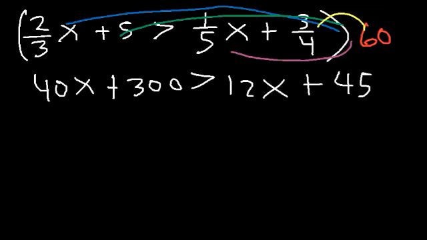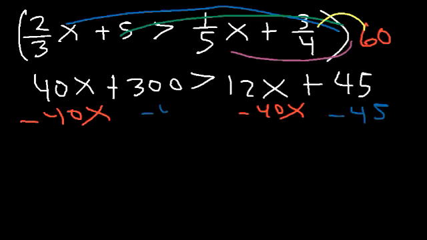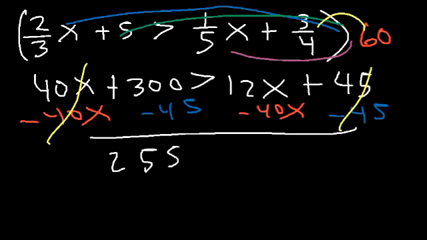So now at this point, let's go ahead and subtract 40x from both sides. And let's subtract 45 from both sides. So these will cancel. 300 minus 45, that's 255. 12 minus 40 is negative 28.